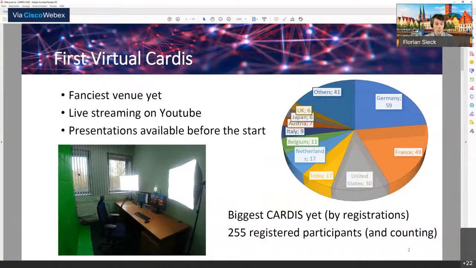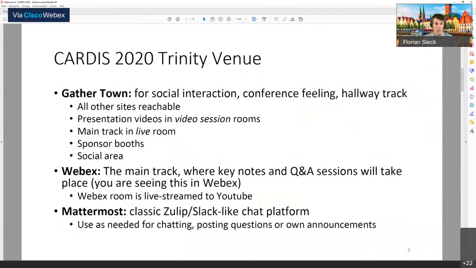We actually have the biggest CARDIS yet. If we count the registrations, we already have more than 250 registrations from 28 countries. A few examples are given here. And it's continuing, because people can still register if they want to.